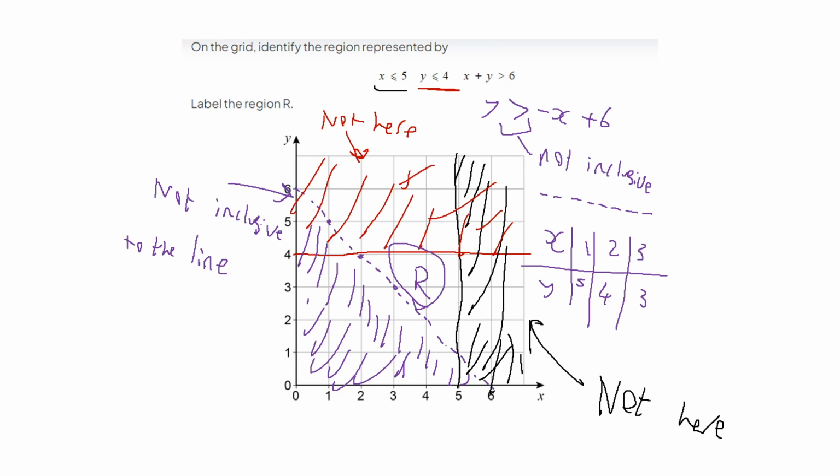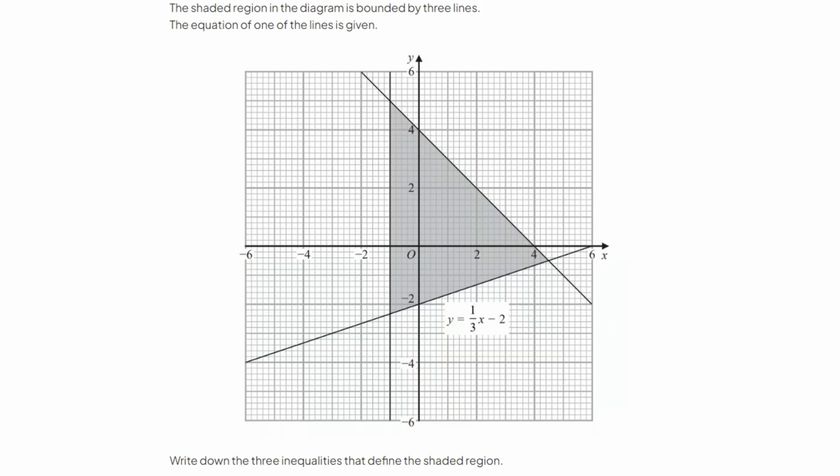We might also be asked to do this and reverse engineer it, right? The shaded region in the diagram is bounded by 3 lines. What are the 3 inequalities of the shaded region? Well, first things first, let's figure out what the equations of said lines are. I'll call this L1, I'll call this L2. Let's do L2 first, it's just easy. This is minus 1, so therefore this is x is equal to minus 1.